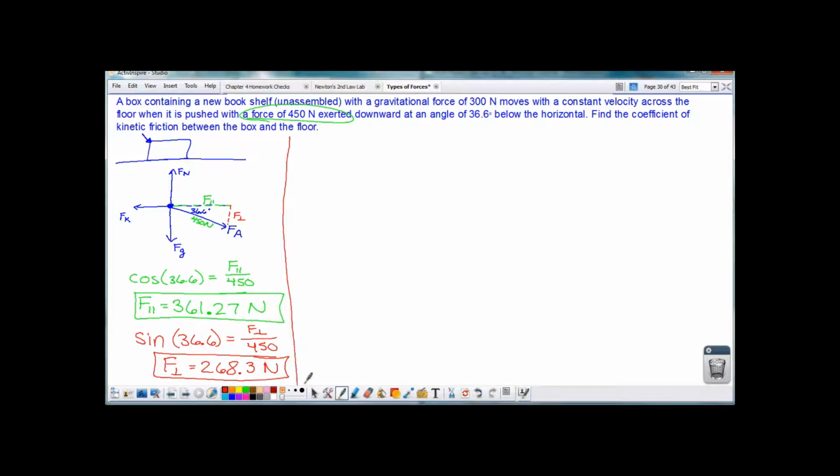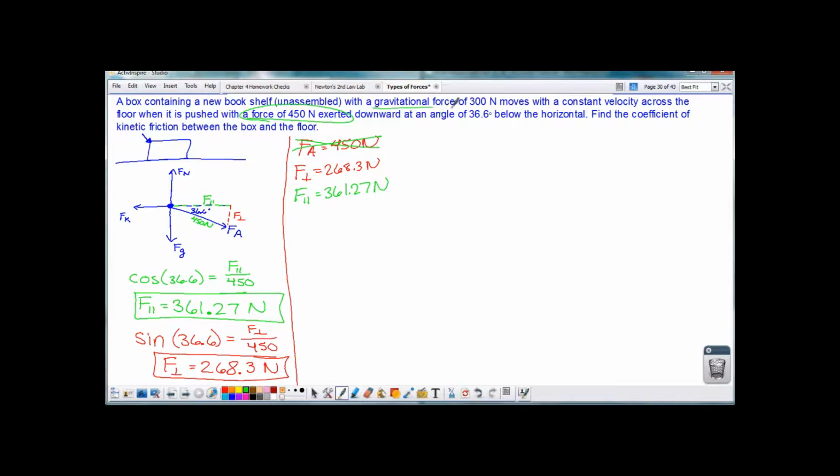I'm going to write down my givens. Well, we were given the applied force was 450 newtons. From that, we found the perpendicular component was 268.3 newtons. And we also found the parallel component was 361.27 newtons. So I'm not really using this one anymore. Okay, I've broken it into its components.